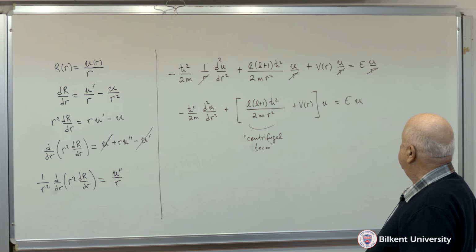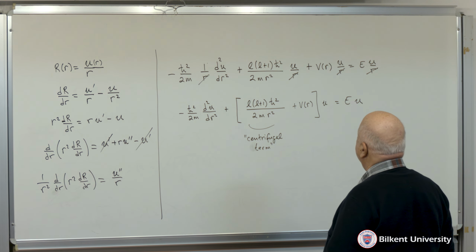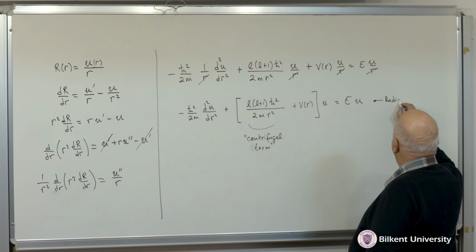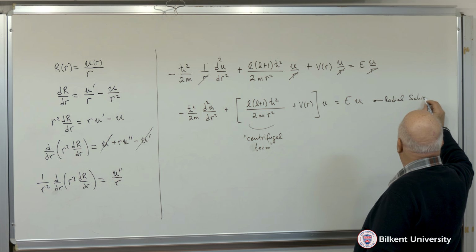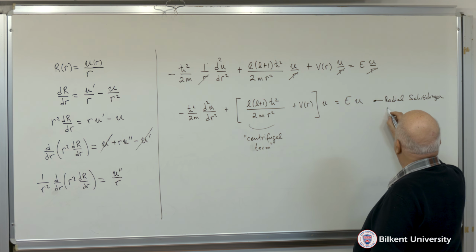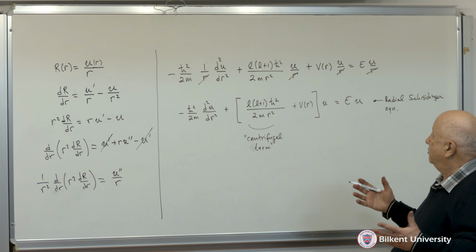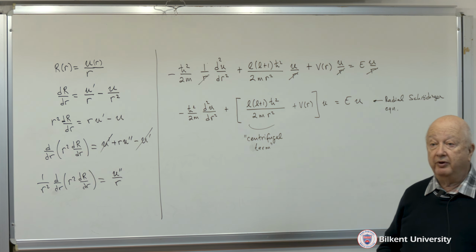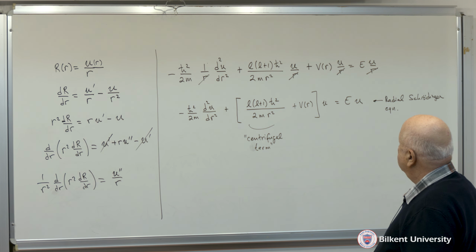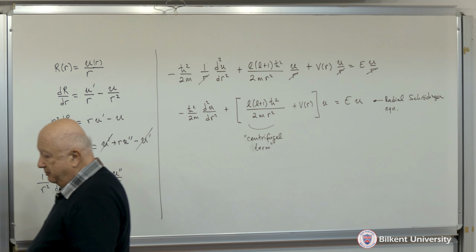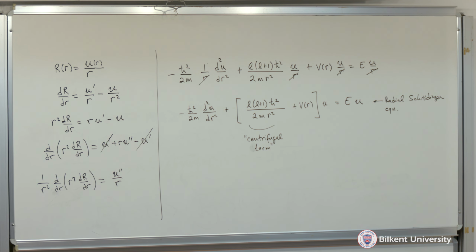Okay, so that's the radial Schrödinger equation. Now this is the problem that we are faced with. We want to solve problems which are associated with different values of V of r. So the simplest thing that we can do is we can look at the particle in a box problem.